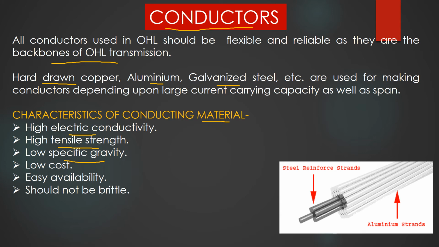Low cost, in order that they can be used for long distance. Easy availability, they should not be brittle. So all these characteristics must be possessed by the conducting material. You must have studied the aluminium conductor steel reinforced material being used for making the conductors. In that, zebra, moose type, dog type conductors are being used for different voltages of the transmission.